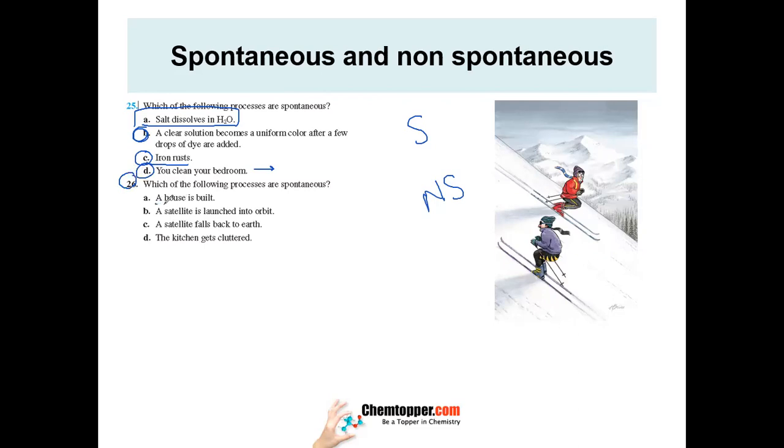26. A house is built. Very good. It's non-spontaneous. You have to make it. A satellite is launched. You are working against gravity. A satellite falls back on the earth. Yes.